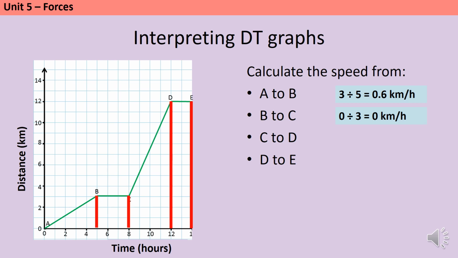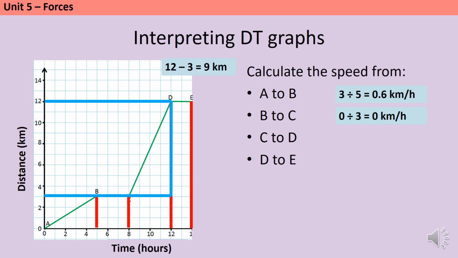Now back to our graph. We're going to look at the line between point C and point D. It's important that we're only measuring the change in distance and the change in time, not the total distance and the total time. So I'm going to add some extra lines to help me. So for my change in distance, I want to know how far they've travelled if they've gone from being 3 kilometres away at point C to 12 kilometres away at point D.